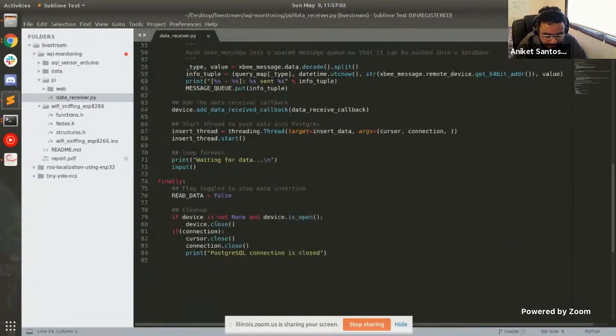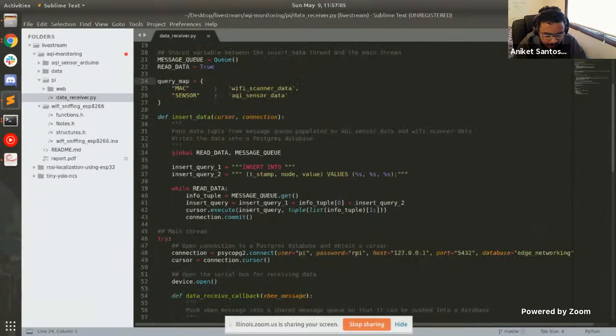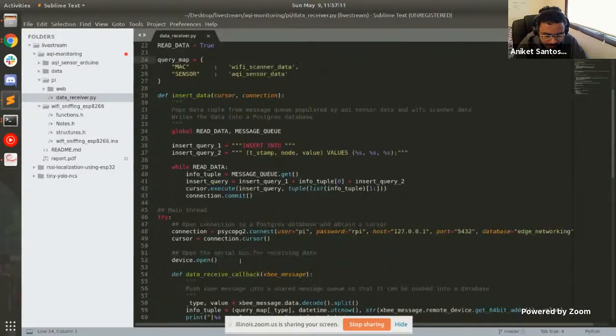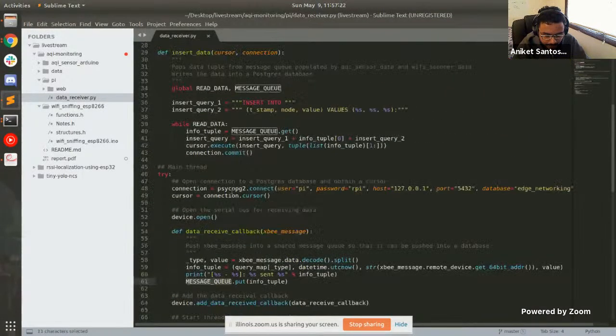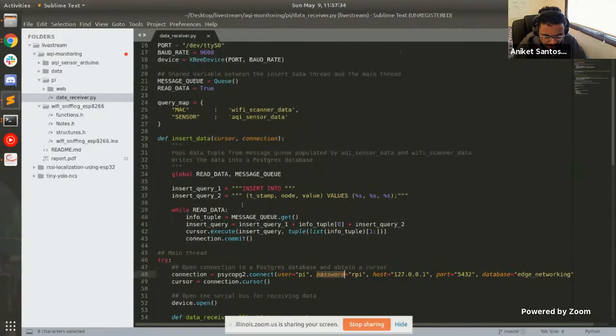What we're doing in this case is that we are simply collecting all the data and storing it in a PostgreSQL database. If you see here, again, we register a callback. So whenever a new XBee message is received, we just receive it and store it in a callback. Then we have a database running on a Raspberry Pi, and we just connect to that database using this username and password. And we simply insert whatever content we are getting into this database. So we are storing the timestamp, the node, and the value.